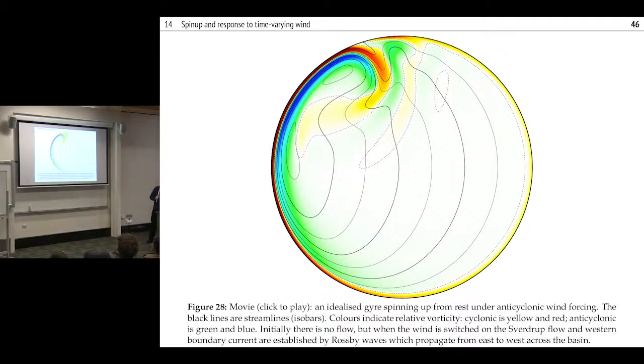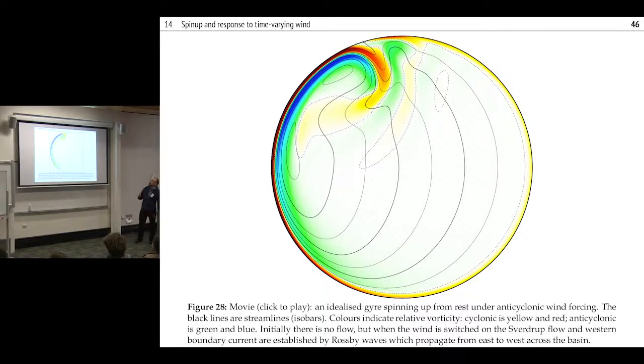Just to finish up, one thing I haven't talked about is adjustment and how the western boundary current and the gyre spins up in time. So this is how it looks. What we've got, this is a nice, simple, circular model of the ocean. The wind switches on at the start, and there's no flow to begin with. And you can see a whole lot of features traveling westward. What do you think they might be? I'll start it again. This should be looping, but it's not.